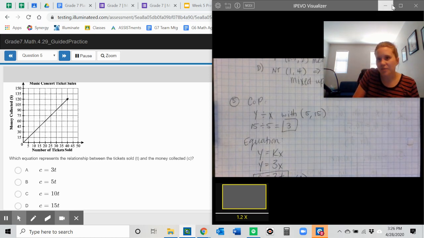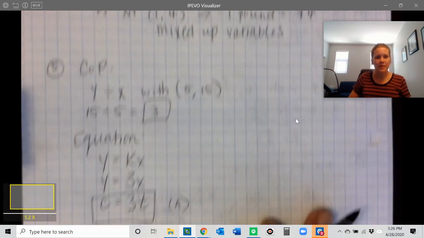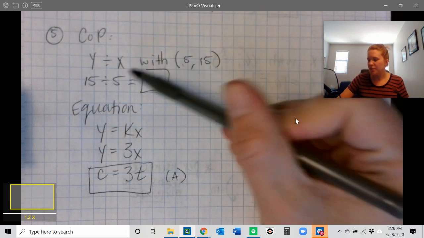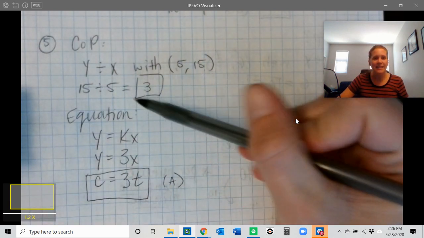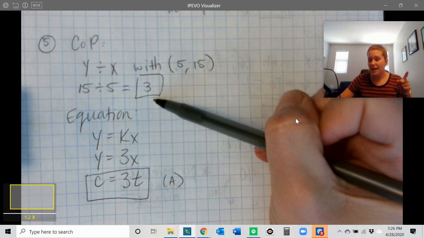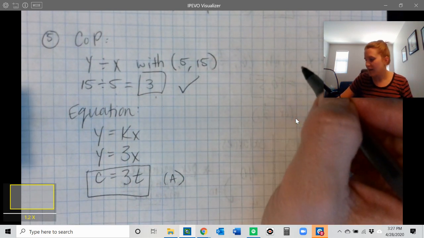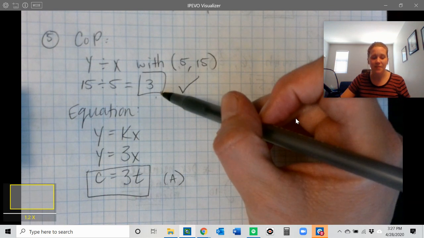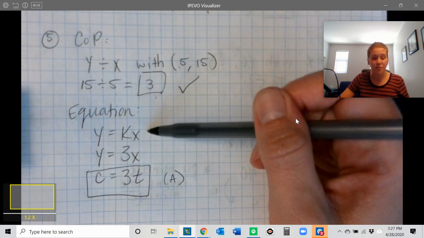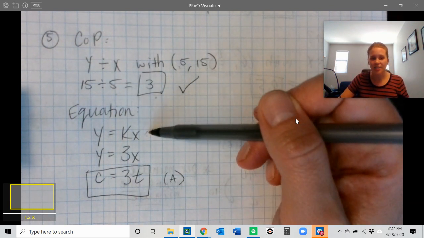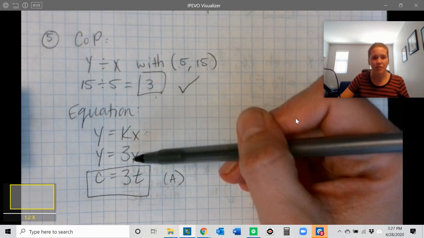Let me make this full screen actually. Yep, my ordered pair (5, 15), I'm just going to do y divided by x, which is 3. If you mixed that up the last time, did you get it right this time? I hope so. Nice work. The constant of proportionality is 3. So if I'm going to write an equation in the form y equals kx, that's what we worked on yesterday, I'm going to plug in my COP, 3.